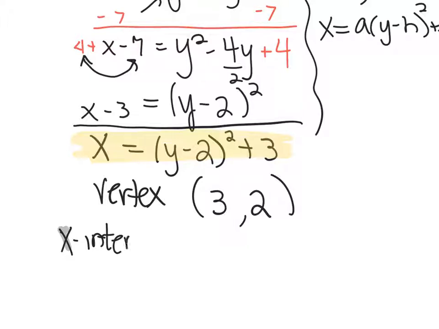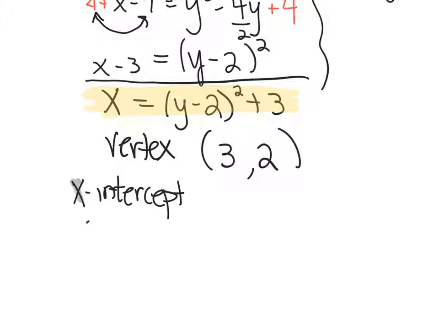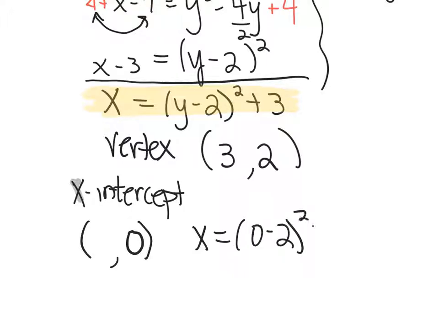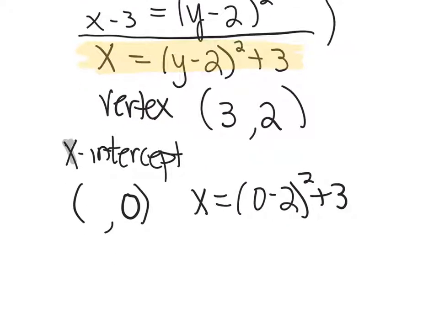If you're looking for the x-intercept, you're going to let your y equal 0, and you're solving for x. All right? So we're going to let y equal 0. So I'm going to rewrite it. x is equal to 0 minus 2, quantity squared plus 3. And this is going to be x is equal to 4 plus 3. So x is equal to 7. So here's my x-intercept.